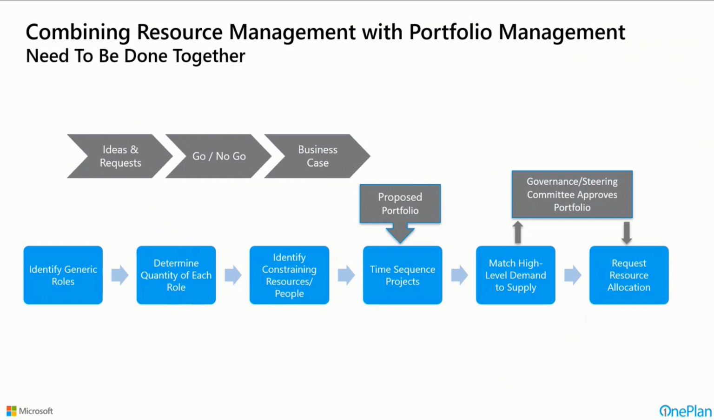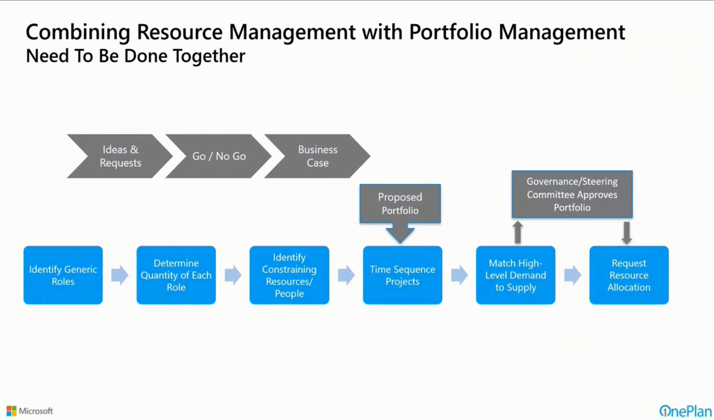So if we look at the gray at the top, which might be an overall portfolio process that starts with intake on ideas and requests, we might entertain those. We might review business cases and decide on a go, no-go basis, do we want to do this? And if we do want to do this, we might want to propose a portfolio of things we'd like to do, but this is where it intersects with, do we actually have the resources to accomplish the things we would like to do?